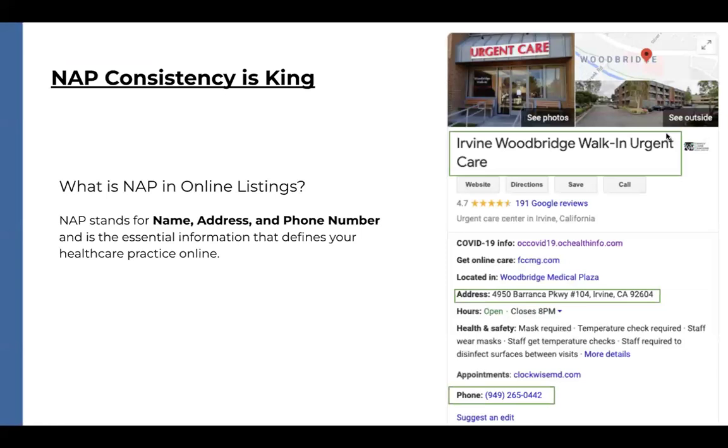To start, let's talk about NAP consistency. But what is NAP in online listings? Imagine your healthcare practice as a person in the digital world. Its name, address, and phone number, or NAP for short, are the core information that defines its identity online. Think of this image as your practice's digital face. The information displayed here needs to be accurate and consistent everywhere across the internet to ensure patients can easily find and contact you.